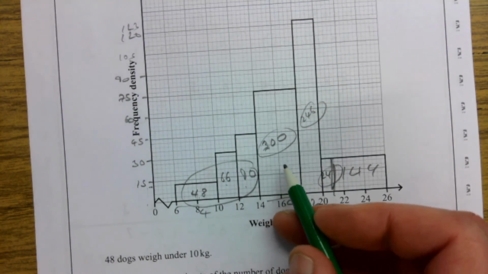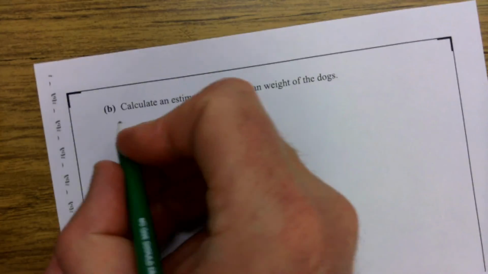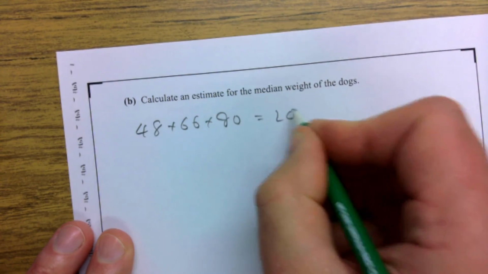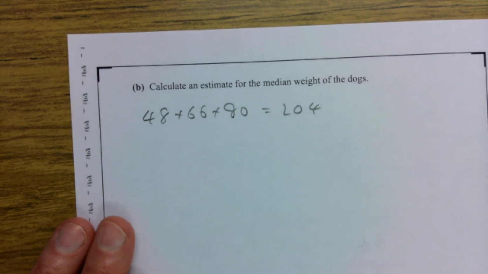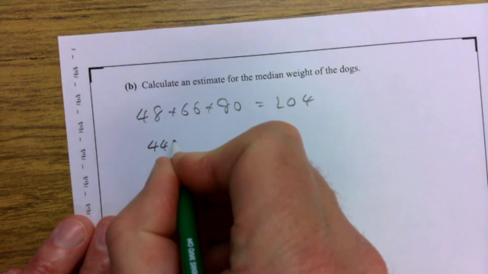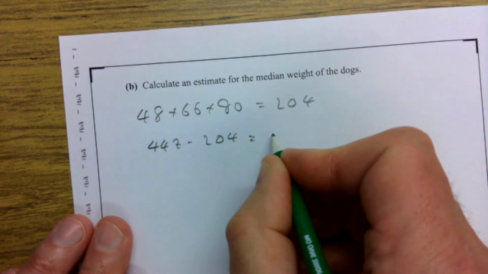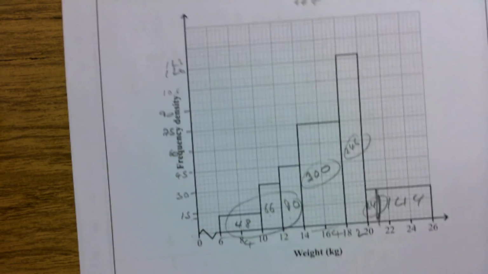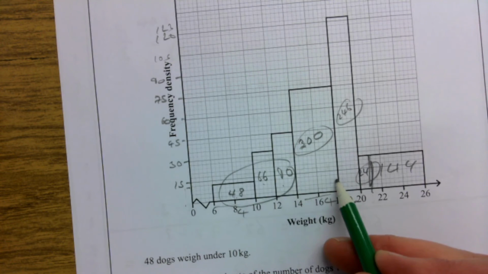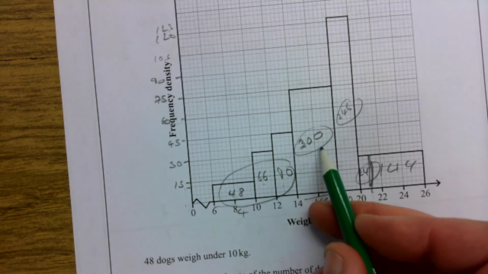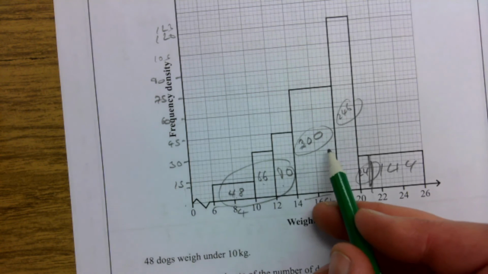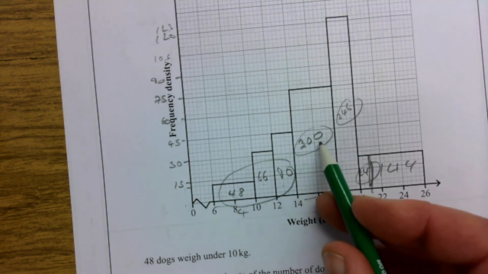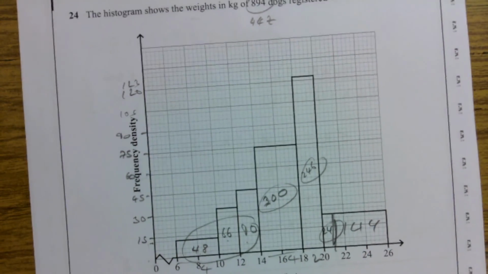So we want then, let's see, 48 plus 66 plus 90 is going to be 204. And so then we want the 447th value, so it's 447 take away 204, and that of course gives us 243. So we want then 243 of the way through this. So it's 243 300ths of the way through that, and then add the 14 to that. That will give us the sum that we need.